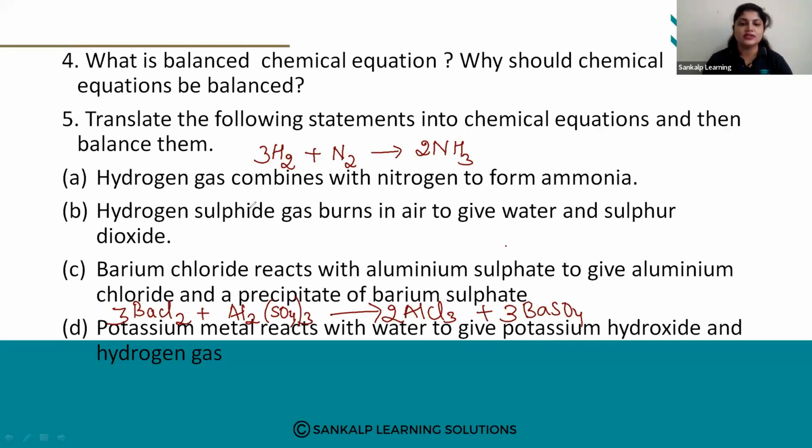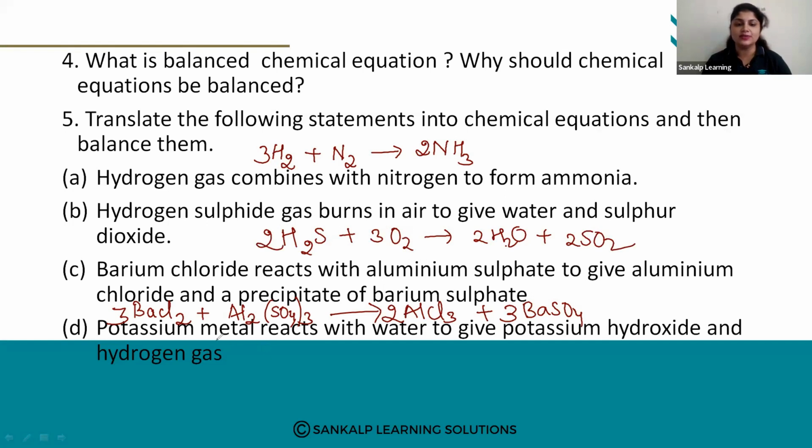Okay, so this is the way you're going to balance it. So this I had erased it. It is H2S plus 3O2 giving you 2H2O plus 2SO2. So this was the balanced equation for this particular statement.